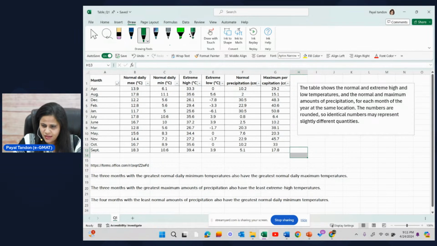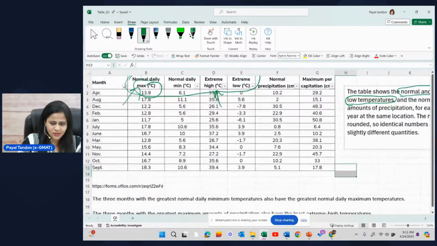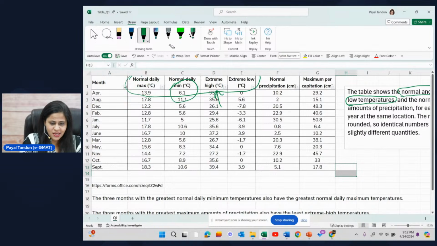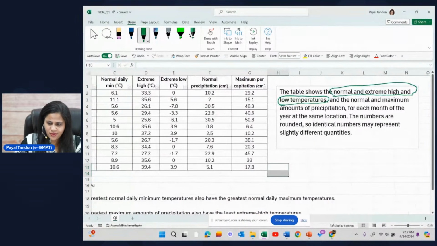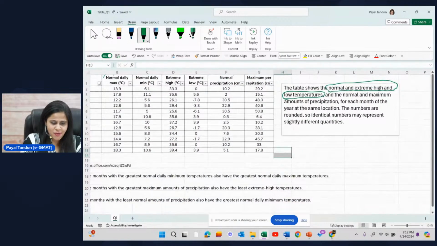So essentially, the table shows the normal and extreme high and low temperatures. Now this is a pretty loaded piece of information, but it actually relates to these 4 columns. Okay, normal over here, extreme over here, high and low temperature. High has been written as max and low has been translated into minimum. So just these 4 words, normal and extreme, high and low temperatures, this little phrase actually maps to each one of these four headers. So you need to be able to make that connection, okay?